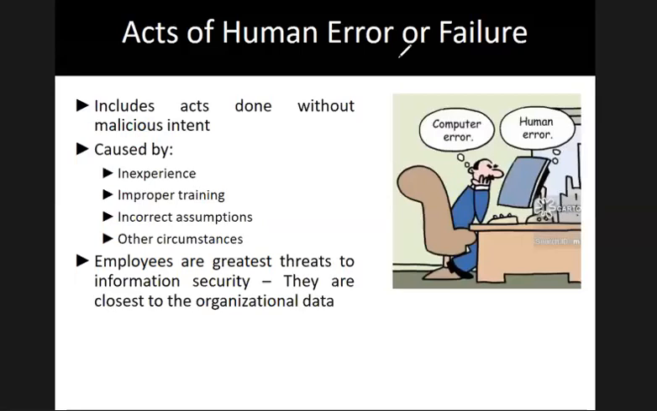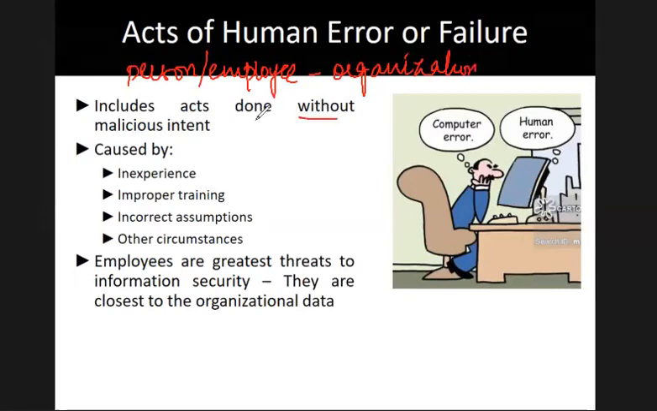Act of human error or failure. This includes acts done without malicious intent. That is, it can be a particular person from the organization, an employee or a person within the organization where you're working. Without malicious intent means he did not want to confiscate or steal your data, but due to some error, that data got corrupted.